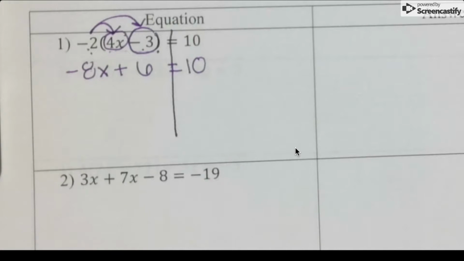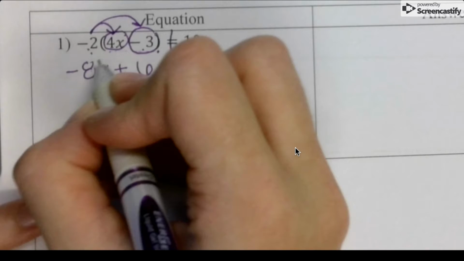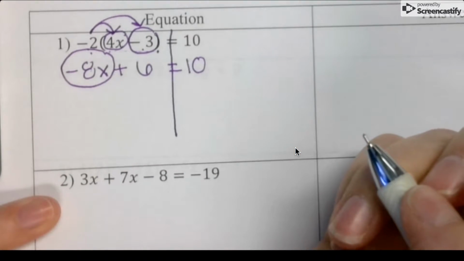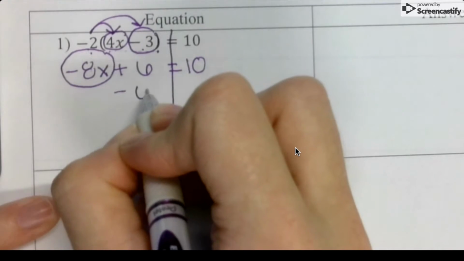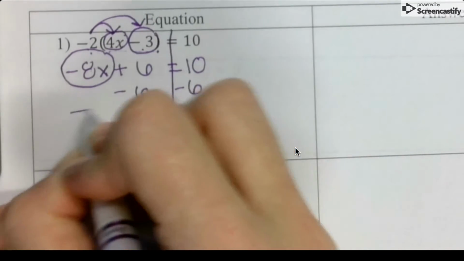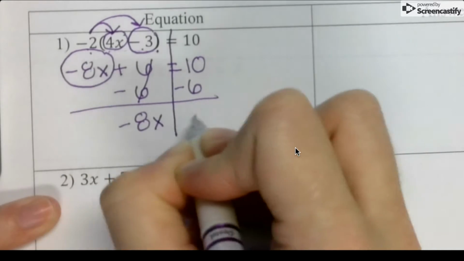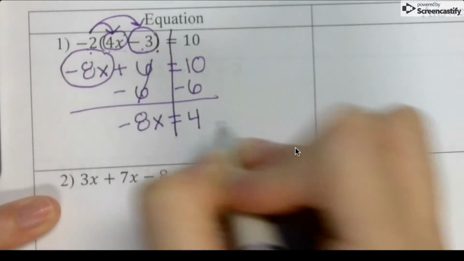Okay? So I drew my barrier. I distributed. Now I'm combining like terms. Is there anything to combine on the same side? No. So now we're going to isolate the variable. This looks like a two-step equation. Again, this is what we've been doing. Circle my term with my variable. I'm going to subtract 6 on both sides. Bring down my -8x. That equals 4.